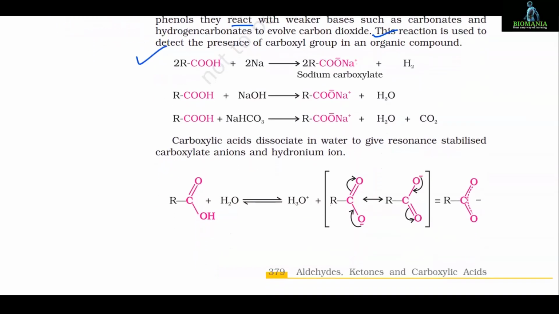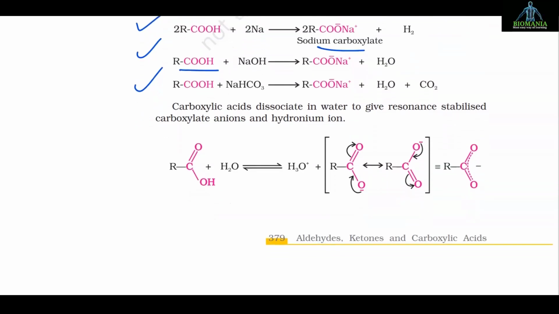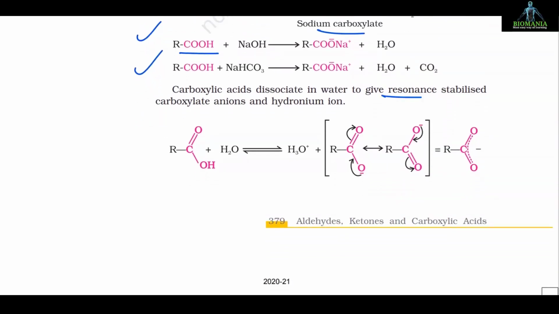Here you can see all the three reactions, where 2RCOOH plus 2Na is forming the sodium carboxylate. RCOOH plus NaOH is forming RCOO- Na+, and again the same product is forming with NaHCO3, and along with that it is also forming H2O plus CO2. Carboxylic acids dissociate in water to give resonance stabilized carboxylate ions and hydronium ion. Here you can see this resonance.